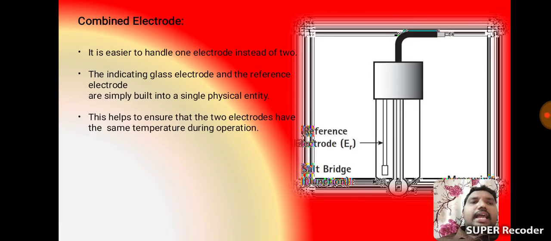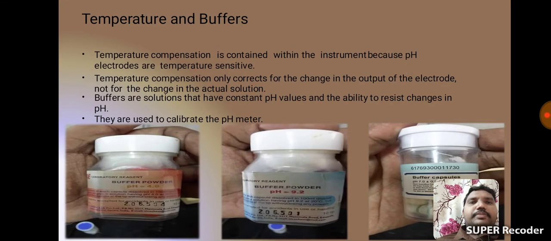Combined electrode: it is easier to handle one electrode instead of two. The indicating glass electrode and the reference electrode are simply built into a single physical entity. This helps to ensure that the two electrodes have the same temperature during operation. This is a combined electrode. Temperature and buffers. In calibration of pH meter, we use buffer capsules, buffer solution.